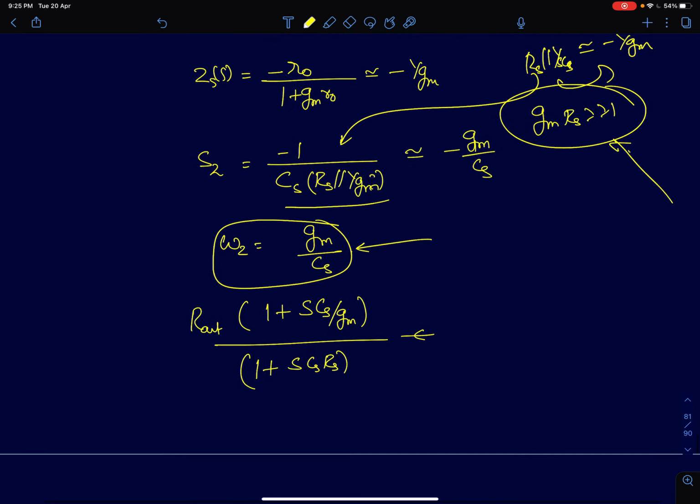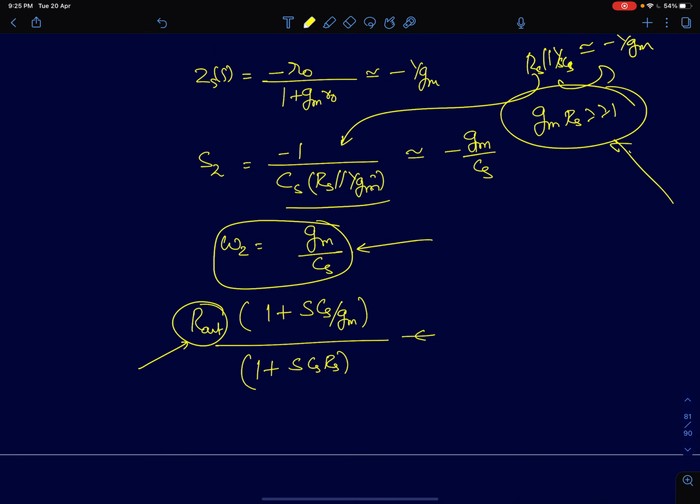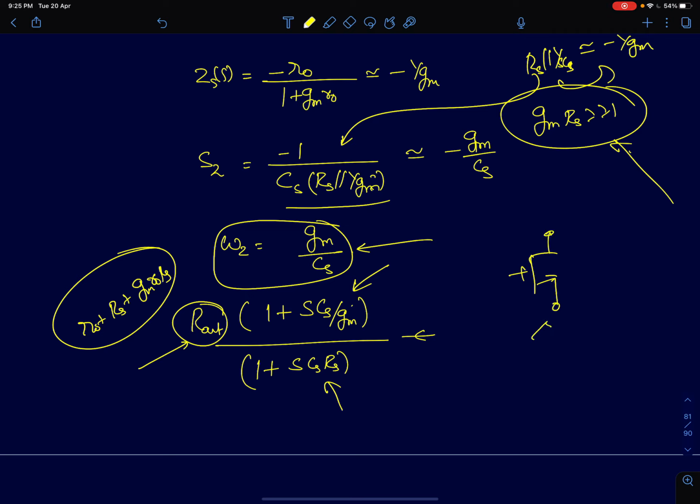So now we have the transfer function. This is the DC output resistance, which is R0 plus RS plus Gm R0 RS. And you have a pole at 1 by SCS RS and a zero at 1 plus SCS by Gm. This is an approximate value. So we can see this intuitively also. If your Zs blows up to infinity at some value, then the output impedance will also be infinity, because your source impedance is infinity, output impedance will also be infinity. So the pole here makes proper sense.